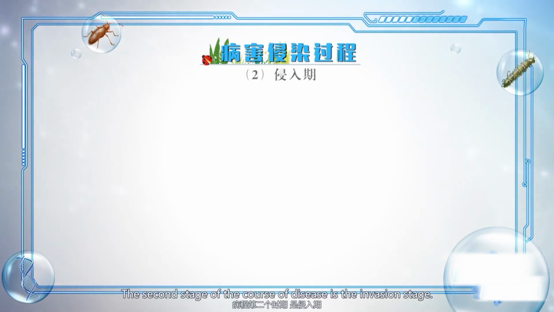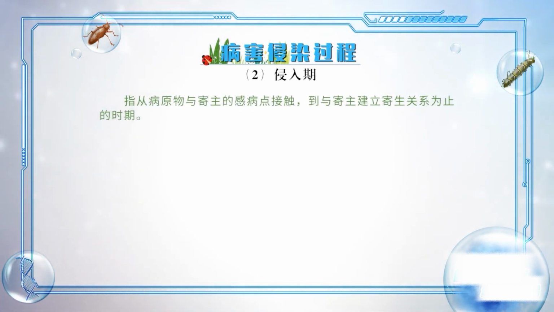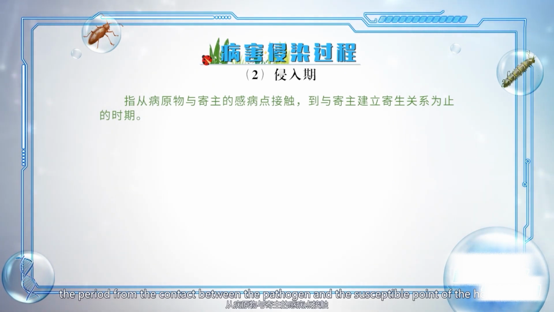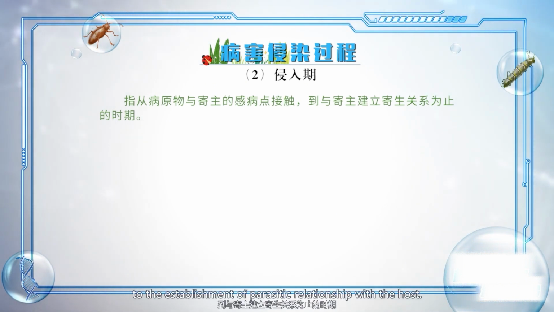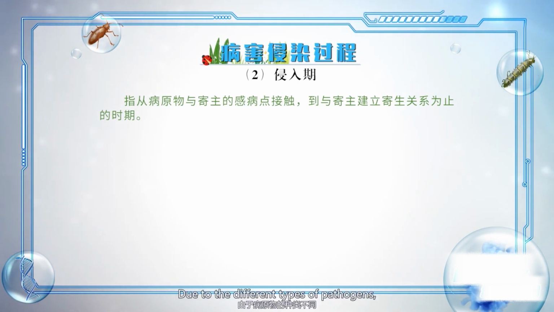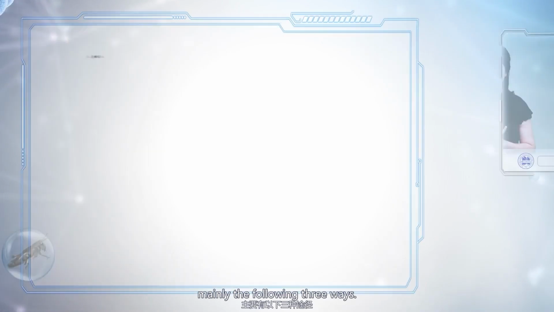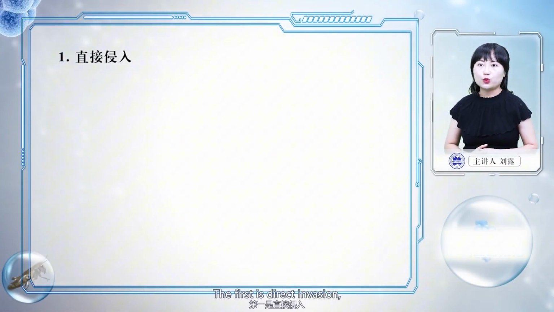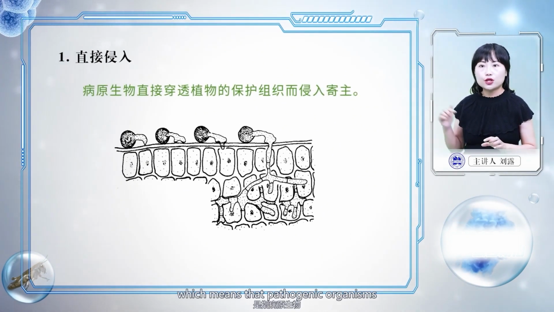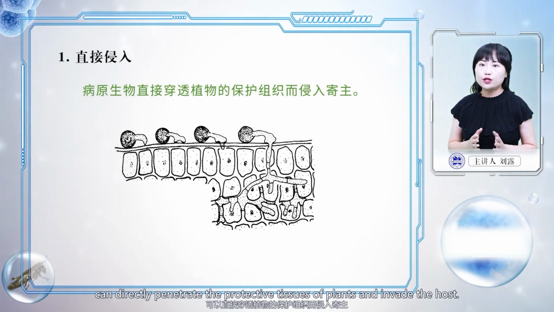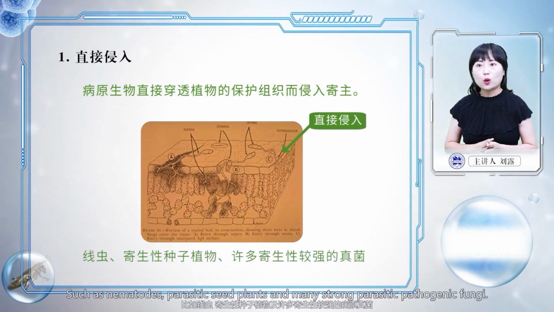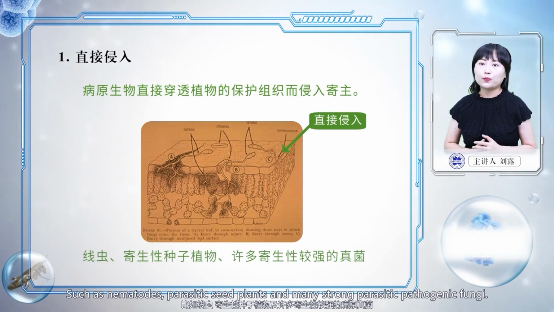The second stage of the course of disease is the invasion stage. The invasion period refers to the period from the contact between the pathogen and the susceptible point of the host to the establishment of a parasitic relationship with the host. Due to the different types of pathogens, there are some differences in the ways of invasion, mainly the following 3 ways. The first is direct invasion, which means that pathogenic organisms can directly penetrate the protective tissues of plants and invade the host, such as nematodes, parasitic seed plants, and many strong parasitic pathogenic fungi.